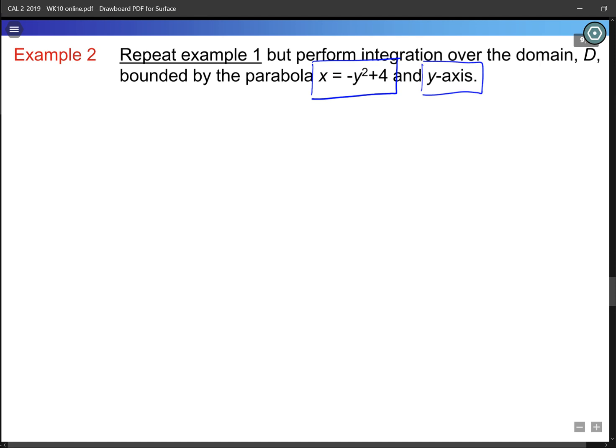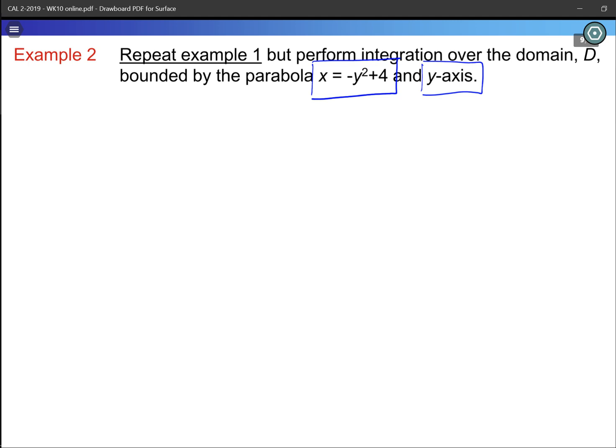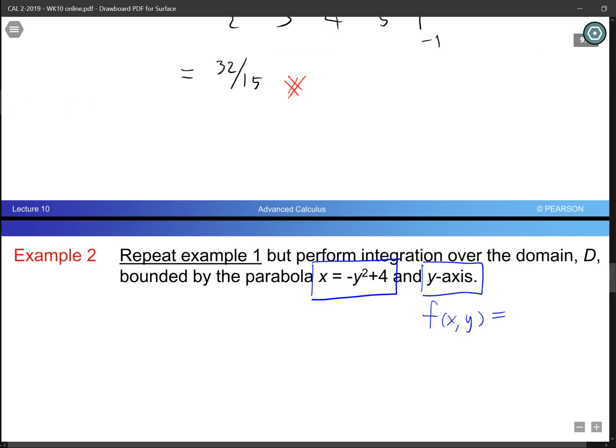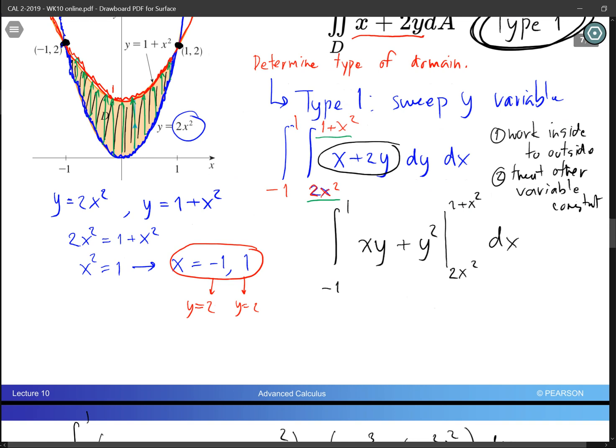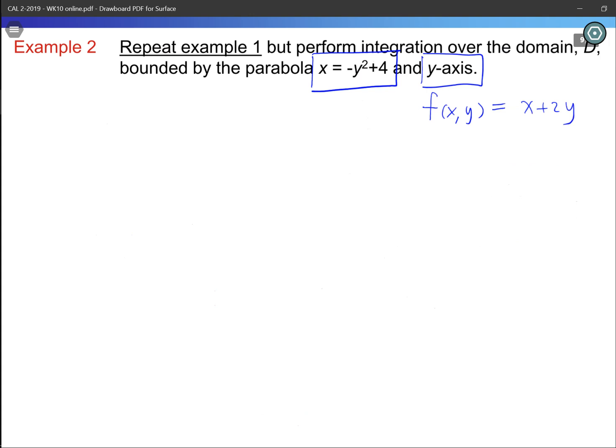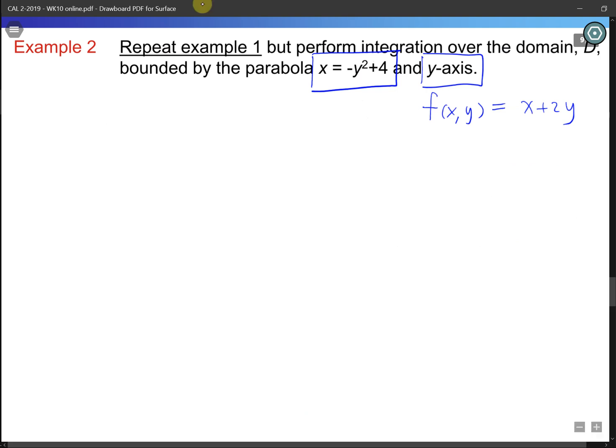the y-axis. This time it doesn't give us the graph. We just don't know anything. One thing we know is that it's a repeat, so f(x, y) is going to be equal to x plus 2y. That's all we know. But then, if we don't plot, we don't know the type, we can't continue. So first thing, determine the type. To do that, you need to plot.